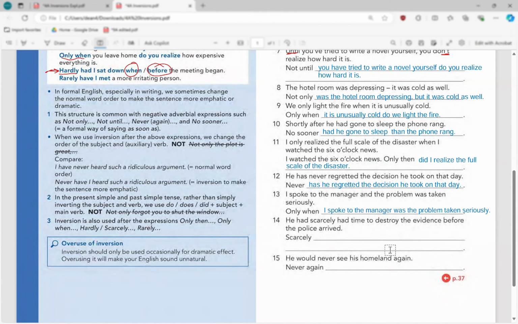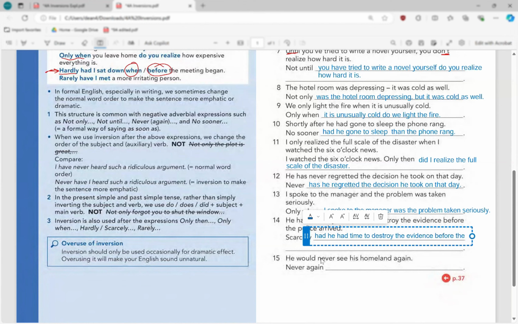14: he had scarcely had time to destroy the evidence before the police arrived. So scarcely had he had time. Scarcely had, past perfect. Scarcely had he had time to destroy the evidence before the police arrived.